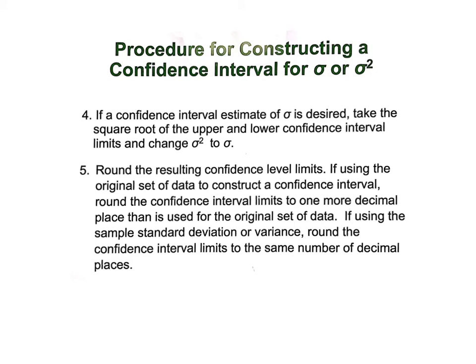Okay, continuing on with that, if the confidence interval of the standard deviation is desired, we're going to take the square root of those numbers, the upper and lower, like we talked about a minute ago. Number 5, we're going to round the results. If using the original set of data to construct a confidence interval, round the confidence interval limits to one more decimal place than the original data. So we'll go one more decimal place than what it has.